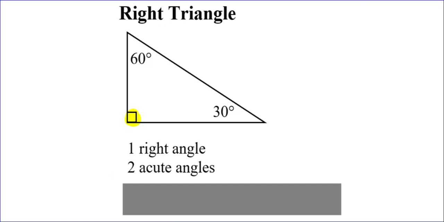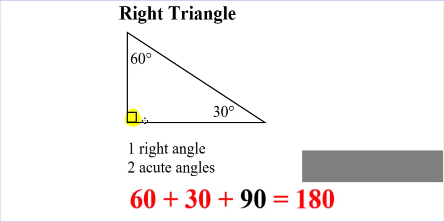Or it could even be a right triangle where there's a right angle shown with a little square. The other two angles are going to be acute. You add those three angles together. Of course, the right angle is 90 degrees, and they'll still add up to equal 180 degrees.